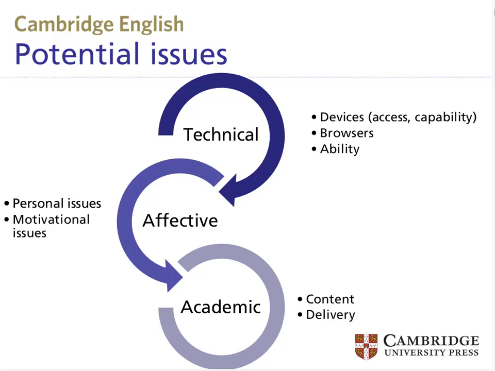The second set of potential issues are affective. So it's a bit more kind of emotional on this front. So we're looking at personal issues. Do they have a car that's broken down, or a sister who's just had a baby, or whatever? You know, there are other things going on in their lives that are distracting them from the very important task of learning English.